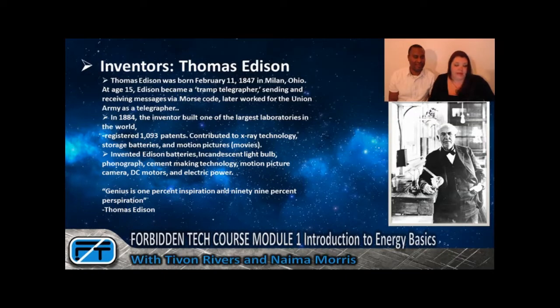He was born in 1847 in Milan, Ohio. At age 15, Edison became a tramp telegrapher, sending and receiving messages via Morse code. Later, he worked for the Union Army as a telegrapher. In 1884, the inventor built one of the largest laboratories in the world. He also registered 1,093 patents, and contributed to X-ray technology, storage batteries, and motion pictures, movies.